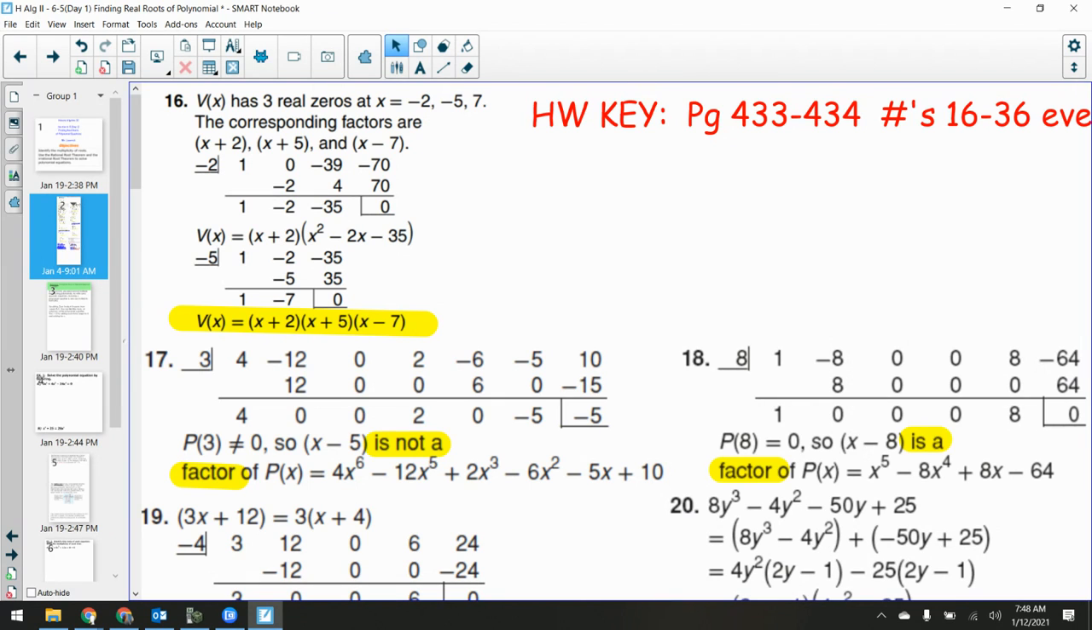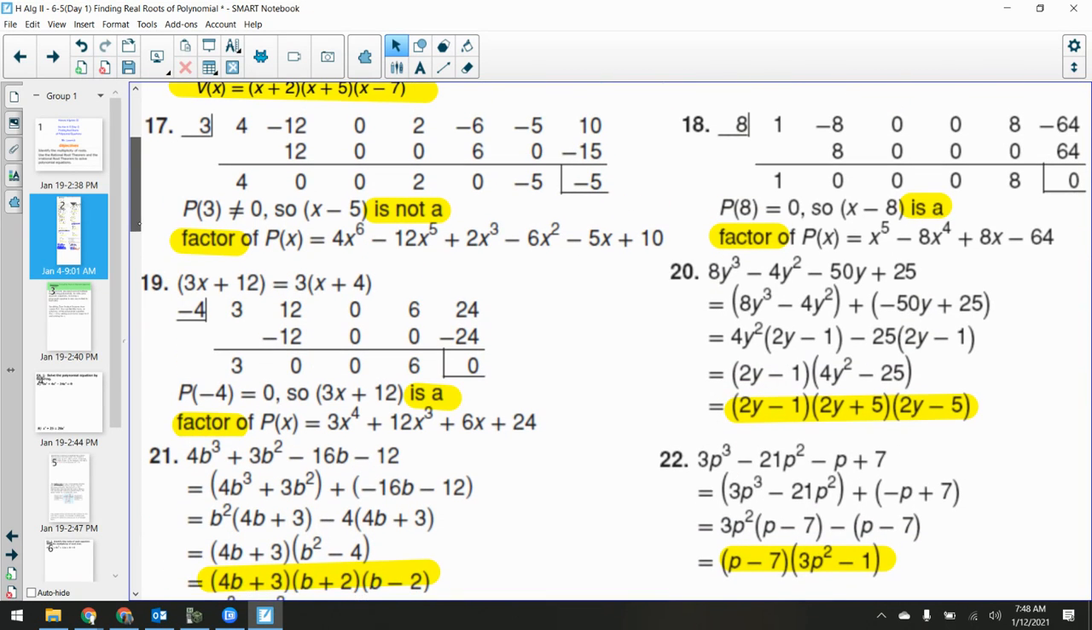Good morning, everybody. So I've got the key up here to the assignment. If you need to check your answers, please do so. You're going to see some odds, even though it was only evens. You're going to see some odds from a previous assignment, so don't worry more about that. Scrolling down here, just pause where you need to. You see the evens along the right side. There's 18, 20, and 22.